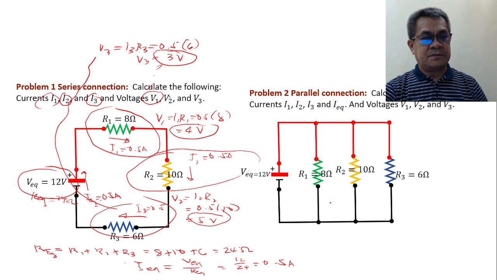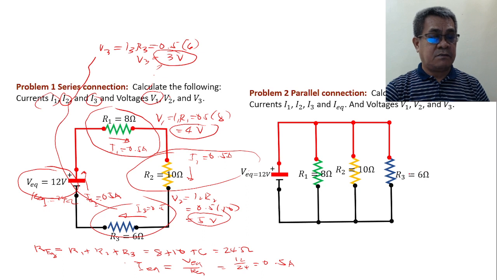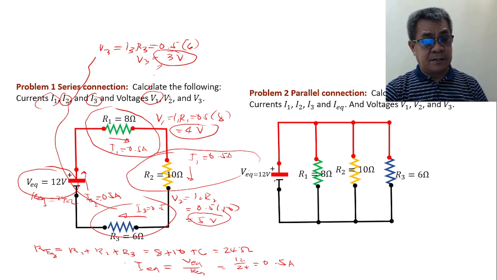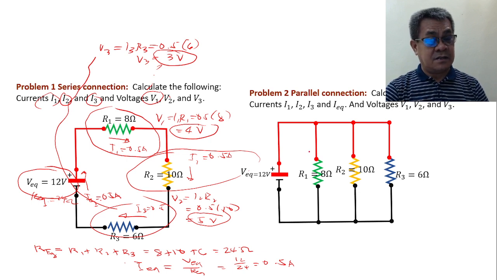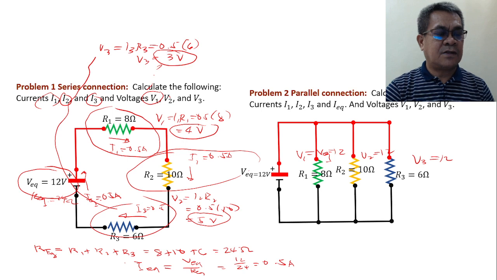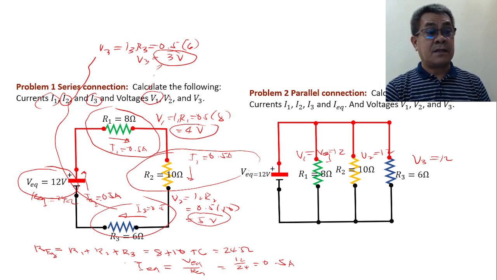Now, what about problem number 2? Problem number 2, because all resistors are connected in parallel, then remember in parallel, voltage is constant. Okay? In series, current is constant, but in parallel, voltage is constant. Which means that the voltage V1 is equal to V equivalent. Meaning, this is also 12 volts. And V2 is also 12 volts. V3 is also 12 volts. Okay? Why? Because they are connected in parallel.